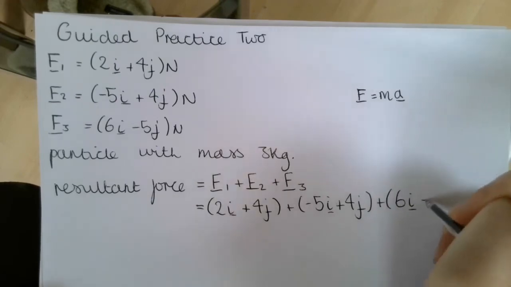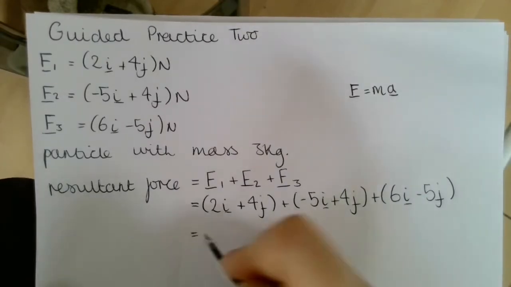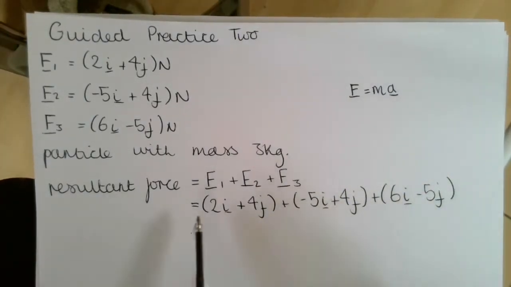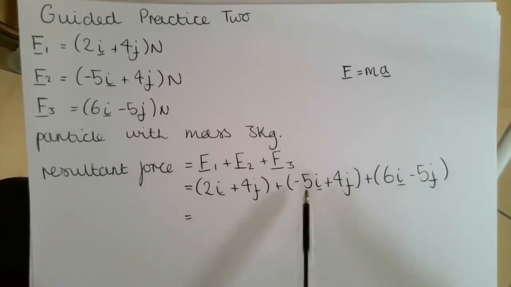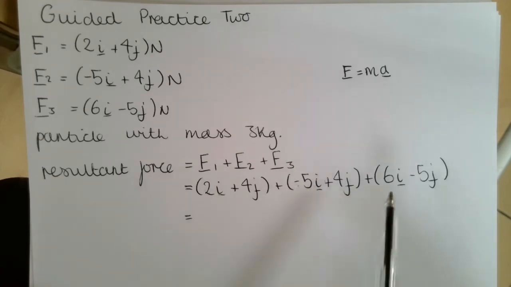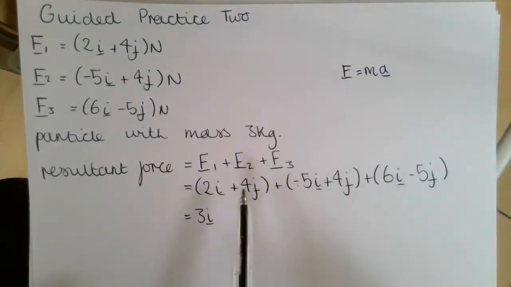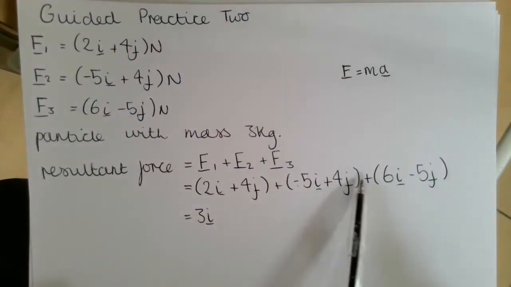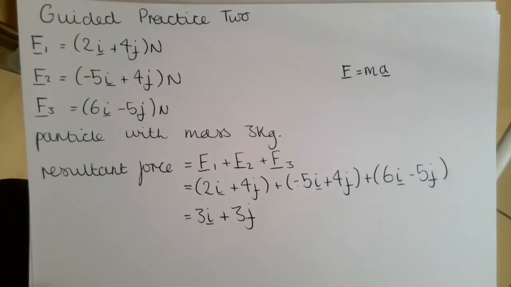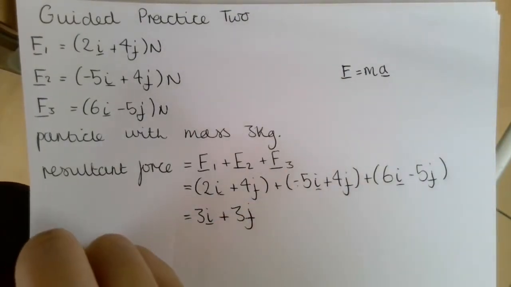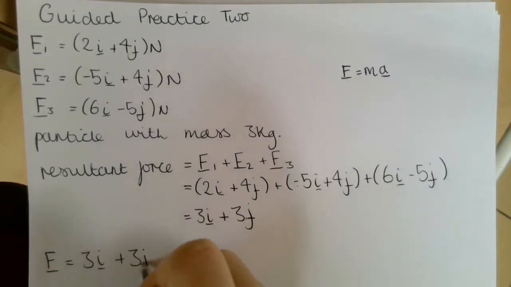plus 6i subtract 5j. So all we do here is we add all of the i coefficients and add all of the j coefficients. So for the i coefficients, we've got 2, subtract 5, which is negative 3, then add 6, positive 3. So we've got 3i. For the j components, we've got 4, add 4, which is 8, subtract 5, which is 3. So 3i plus 3j. So F, our resultant force, is 3i plus 3j.